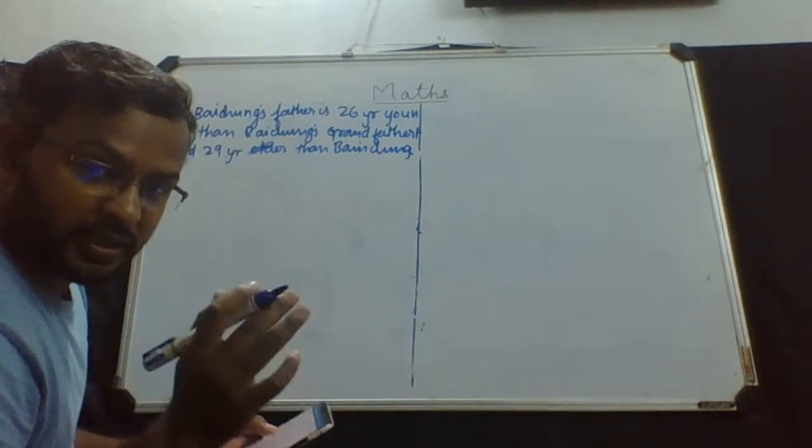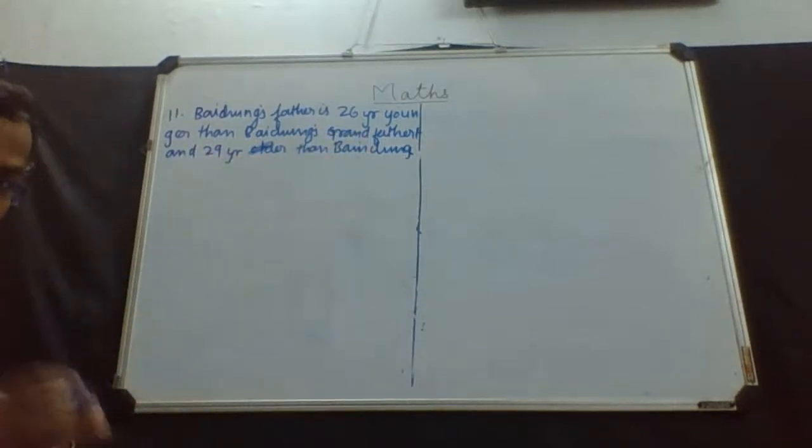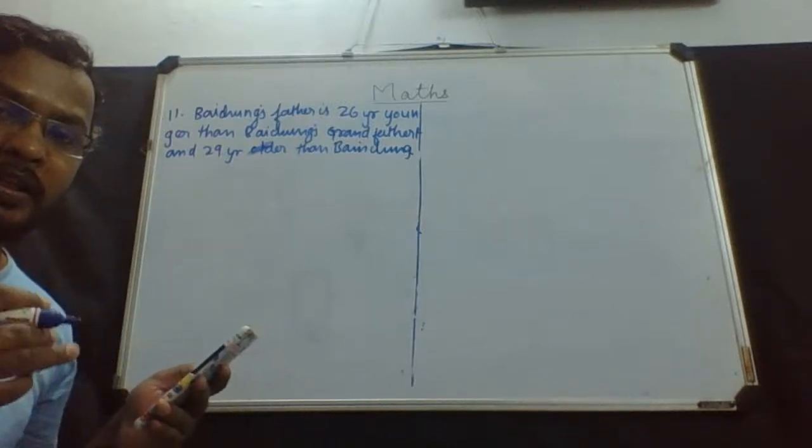Grandfather से 26 years कम है and 29 years older than Baichung. Baichung से कितना बड़ा है? 29 years बड़ा है.